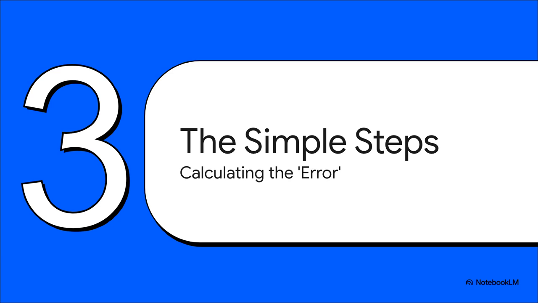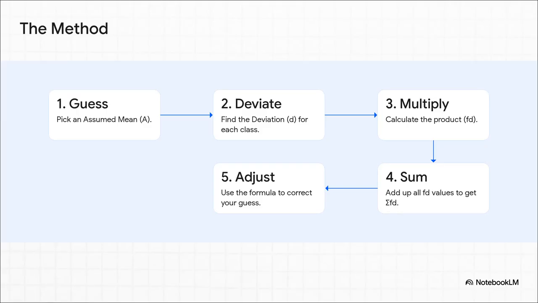Let's just walk through the steps really quick. Okay, so first, we make our guess, our assumed mean. Second, we find that deviation for every single class. Third, we multiply that nice small deviation number by the frequency. Fourth, we add all those results up. And finally, step 5, we use a really simple formula to adjust our original guess. Let's see it in action.